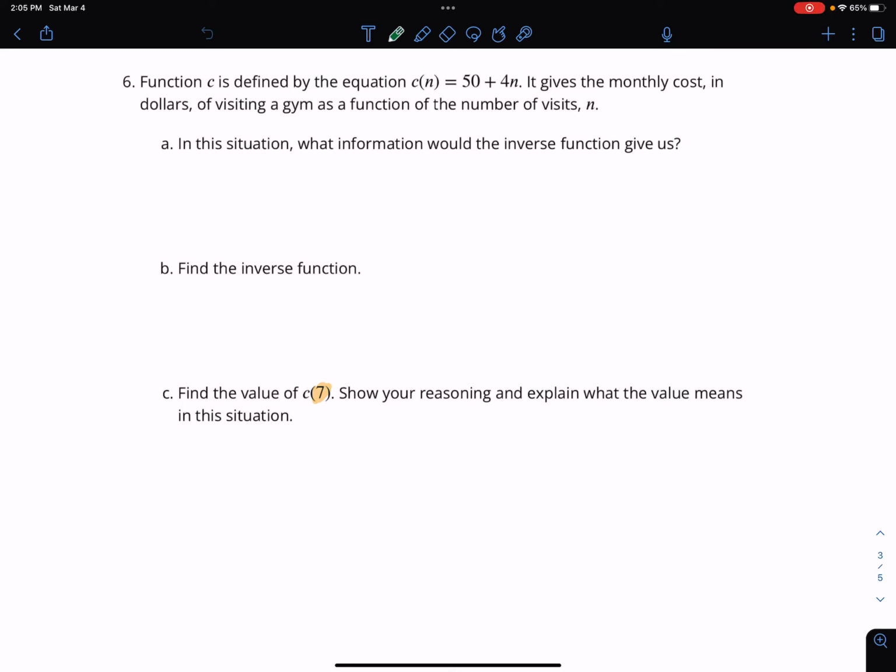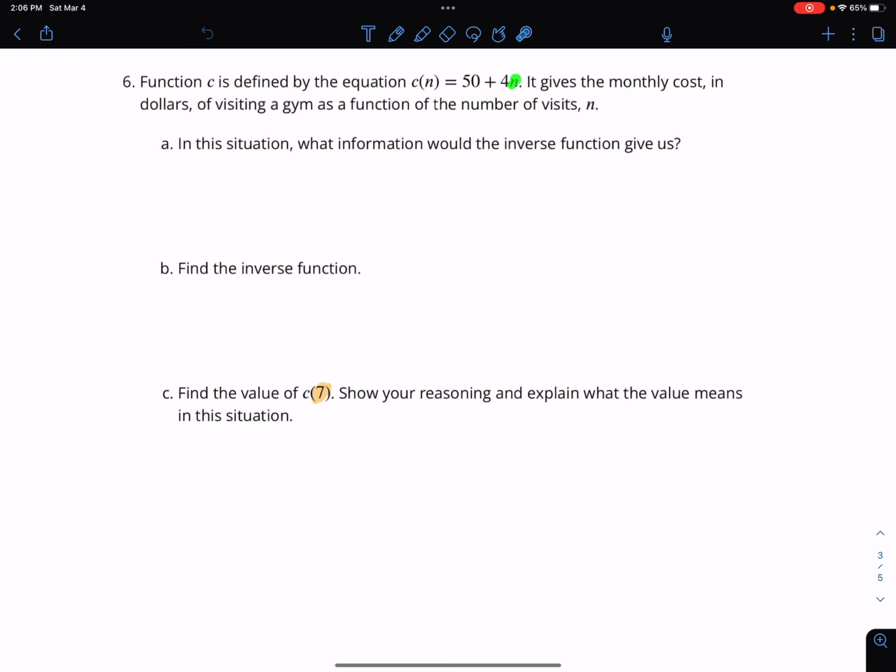Okay, here we go. Question 6. Function c is defined by the equation c of n equals 50 plus 4n. So this function gives the monthly cost in dollars of visiting a gym as a function of the number of visits n. Let's get this little highlighter right here. Okay, c of n, here's our cost. Right, this function c gives the cost of your monthly membership as a function of n, right?